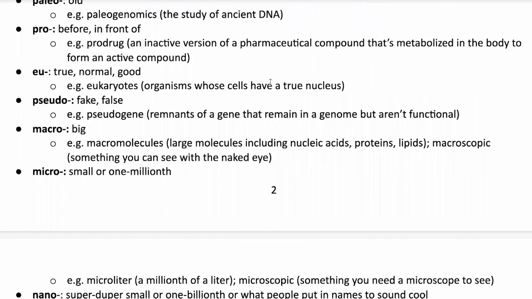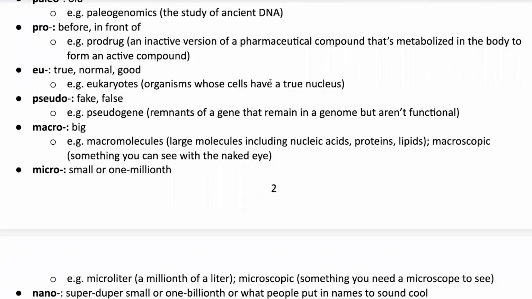Okay, pro, before or in front of. So a prodrug, this is a word you might see. This is basically an inactive version of a pharmaceutical compound that's metabolized in the body to form an active compound. So sometimes the drugs themselves aren't very bioavailable or whatever. If you were to try to give that drug itself, it might not be stable enough, or it might not be able to get into cells.